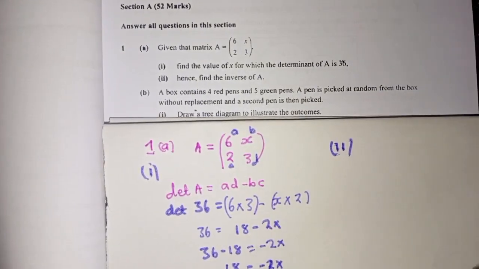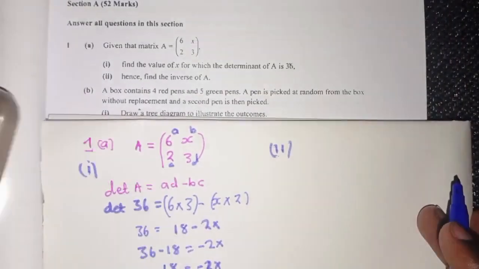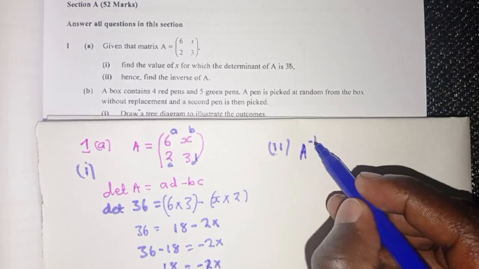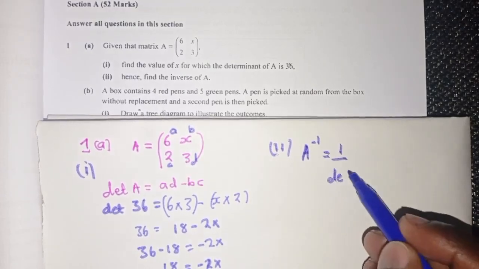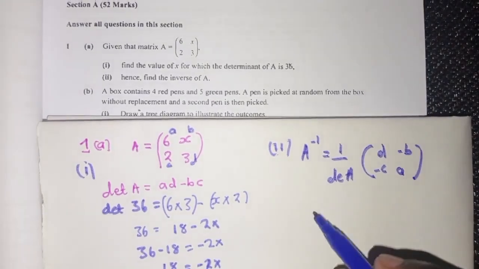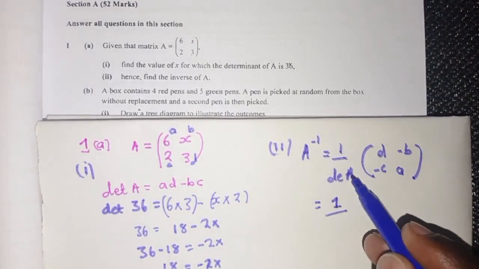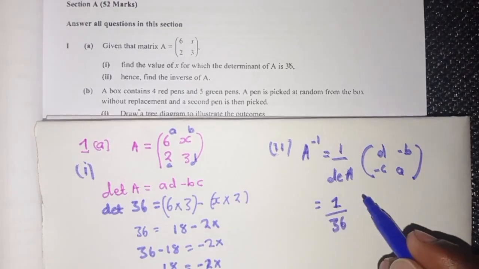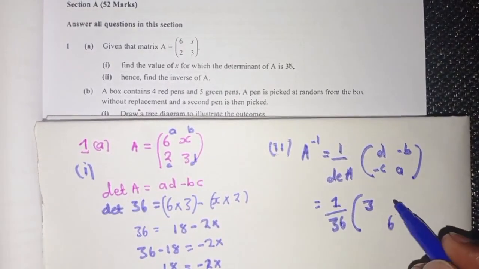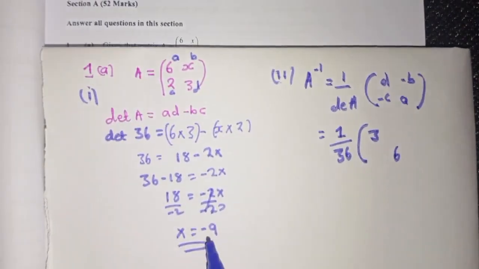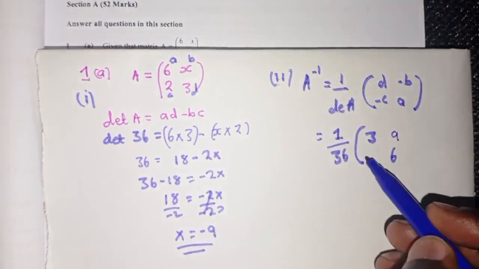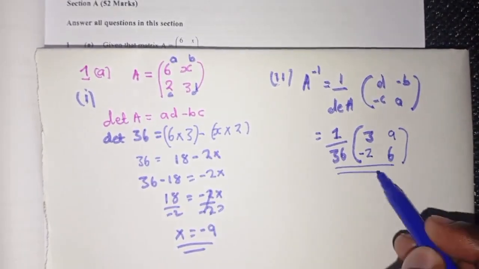Then question B says, hence, find the inverse of matrix A. Quickly here, the inverse of matrix A, we just need to do this. We're going to say the inverse of A is 1 over the determinant of A, times the matrix D, negative B, negative C, A. So here, 1 over determinant of A is 1 over 36, D is 3, A is 6. Remember, for x, it's negative 9. Now there's a negative here, so it just becomes positive 9. Remember, there's a negative here for C, so negative 2. And it ends there.